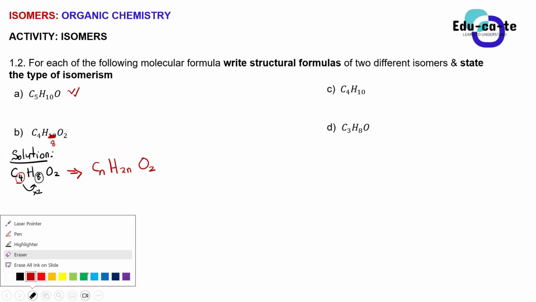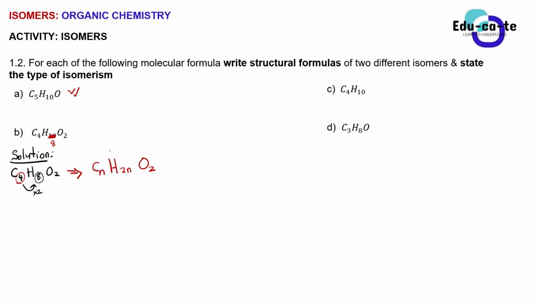From this general formula, you can obtain it from the carboxylic acid and the ester. Yes, so it can either be a carboxylic acid, or it can be an ester. Both of them, guys, carboxylic acid and esters, have the same general formula.